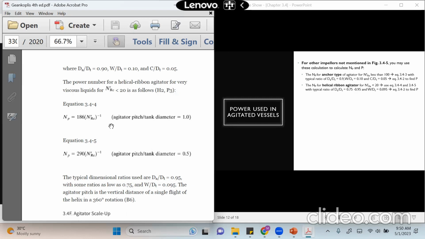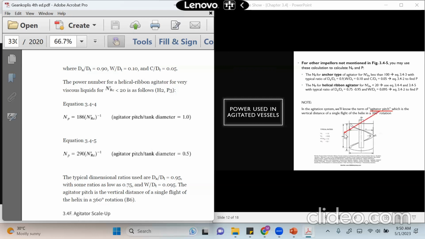So, Miss, in equation 4, there is a note here. Agitator pitch per tank diameter equals 1. For this one, agitator pitch per tank diameter equals 0.4. But how can I measure these two? In the agitation system, we will know one term called agitator pitch, which is the vertical distance of a single flight of the helix in 360-degree rotation.